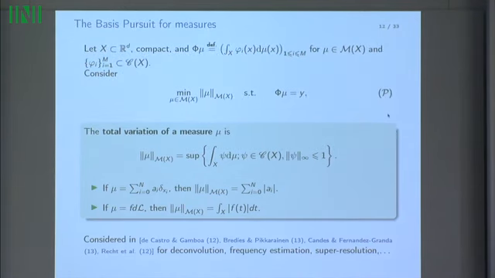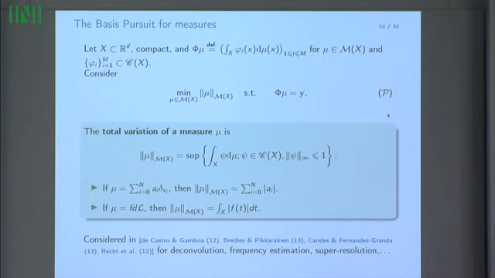Okay, let's move on. Another one is the continuous basis pursuit. Now I don't want to reconstruct a sparse vector, but a discrete measure. By discrete measure, I mean just a finite sum of Dirac masses. Okay? So now I'm in the domain X, which I assume to be compact.